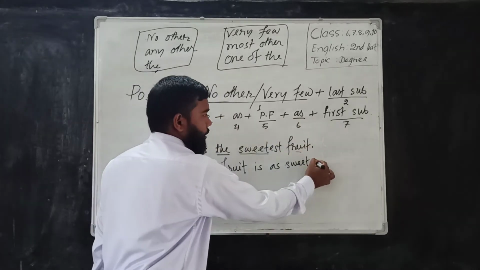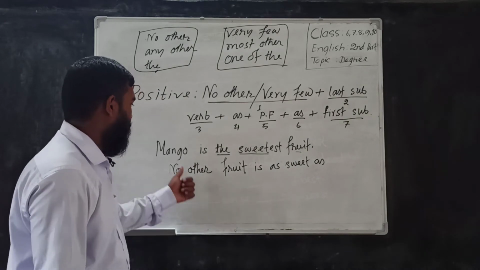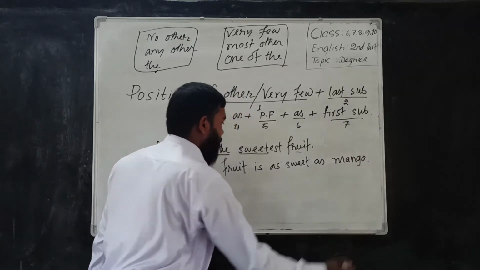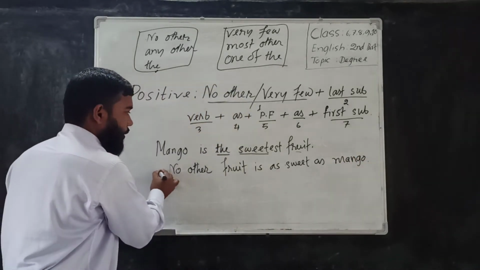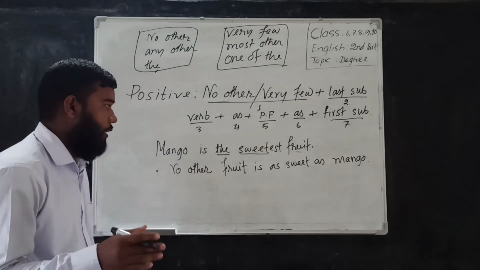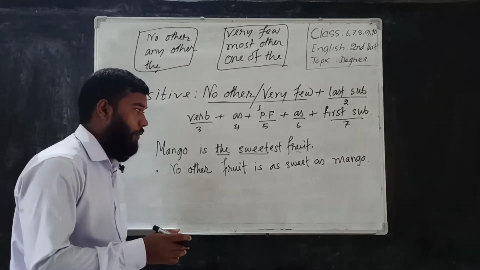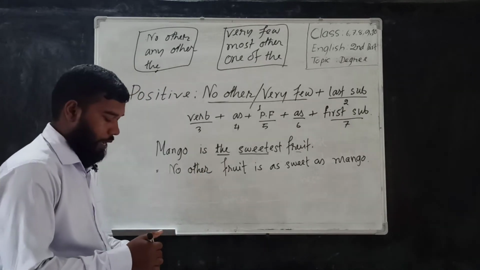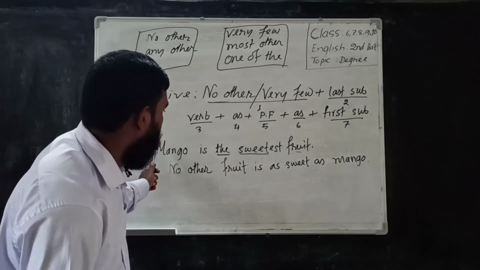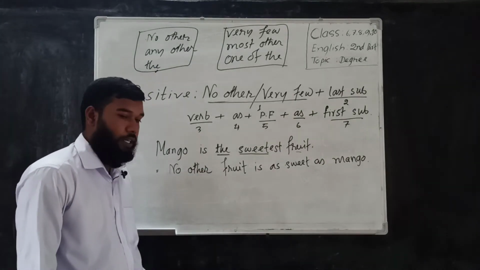Again, next step as. First step, first subject, mango. Okay, the answer is: no other fruit is as sweet as mango. If you follow this structure, you will be completely able to change every type of sentence into positive degree. It was a superlative and we made it into a positive.